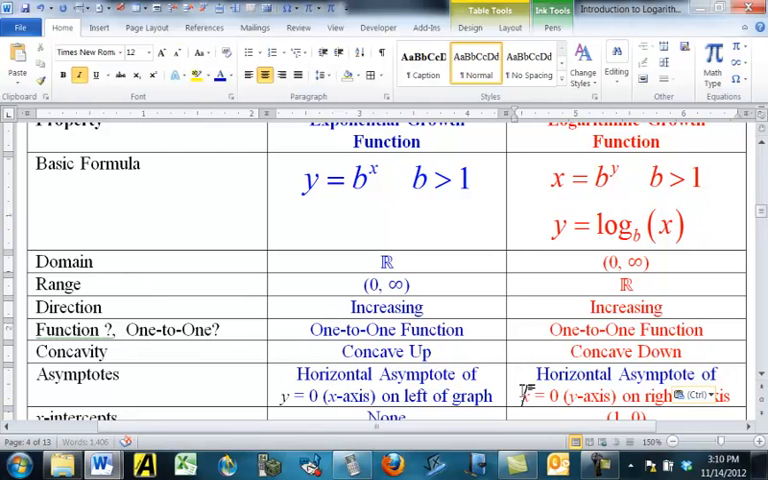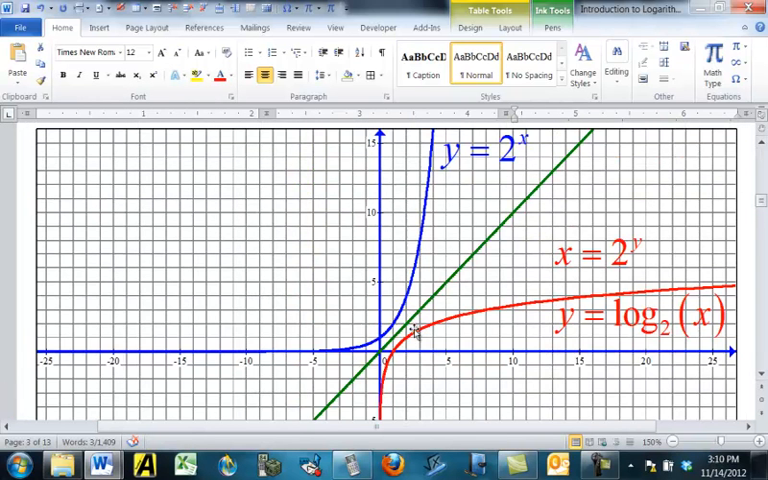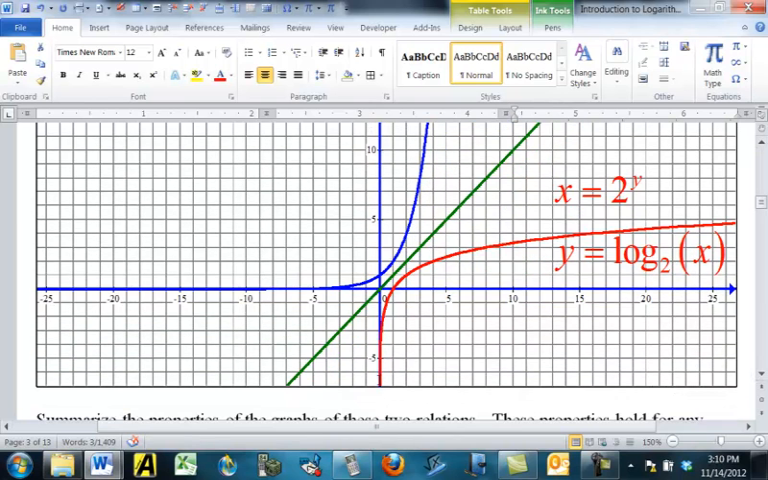But this other one is going to have a vertical asymptote of x equals 0. Okay, and it happens to be on the right side of the axis. So if you look at it here, this is on the right side of the axis because x has to be positive, but it's pointing down. Okay, pointing down on the right side. This one's pointing to the left above the axis.